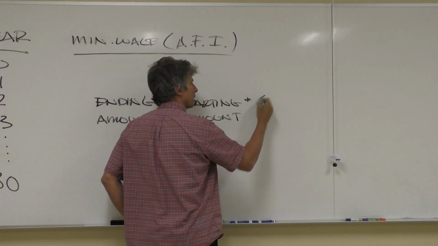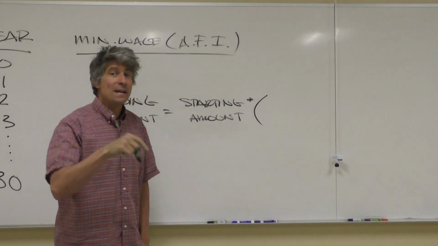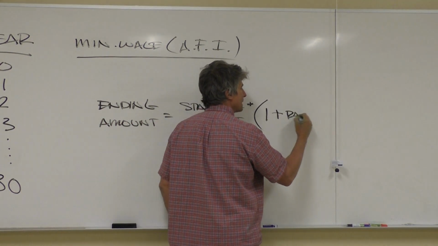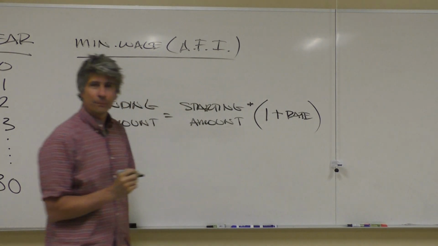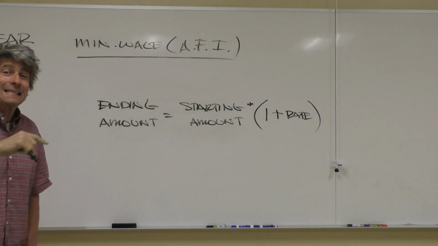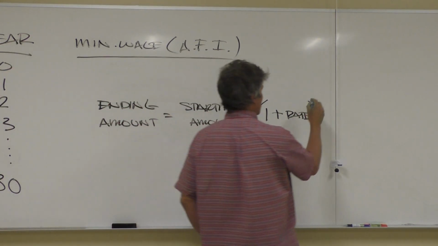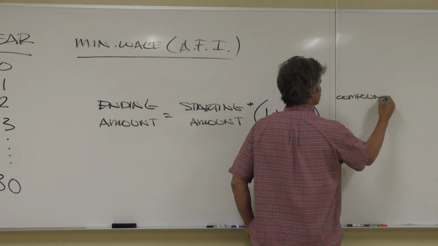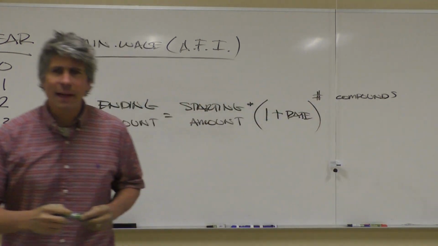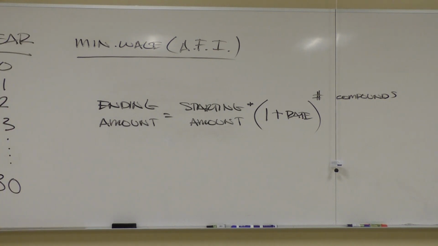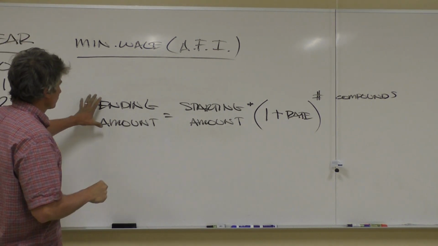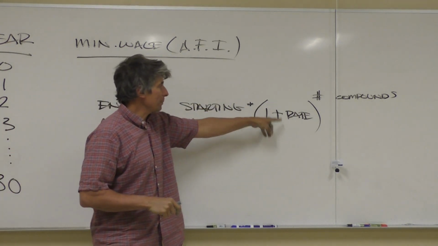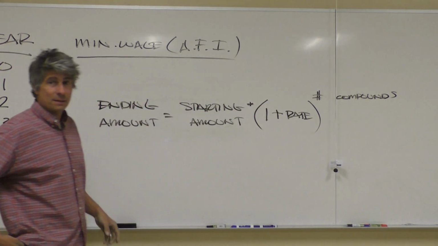Times, and this is where the exponentiation comes in, 1 plus the rate raised to the number of compounds. Make sure we can see all that in the camera. Yep, we can. Ending amount equals starting amount times 1 plus the rate to the number of compounds.